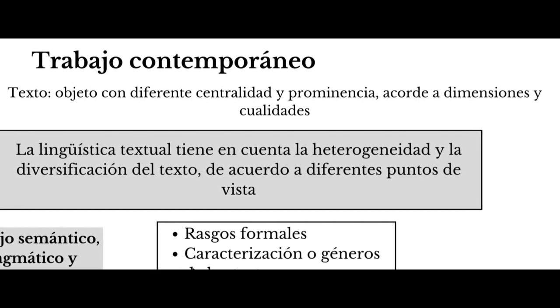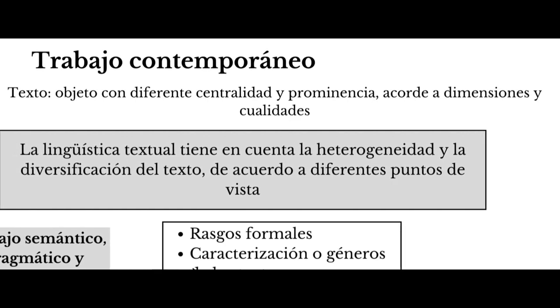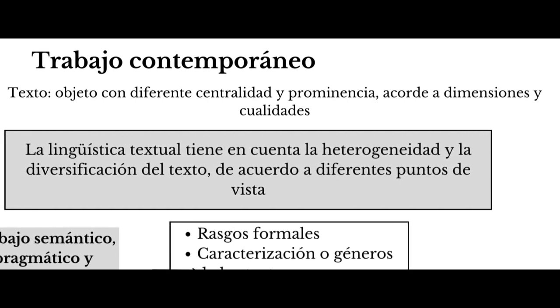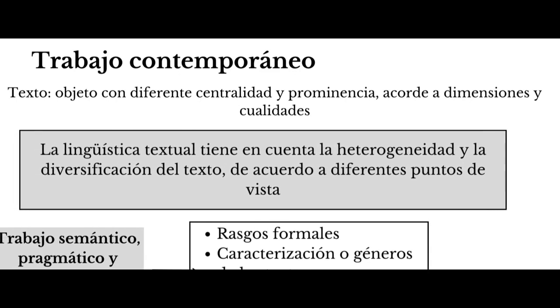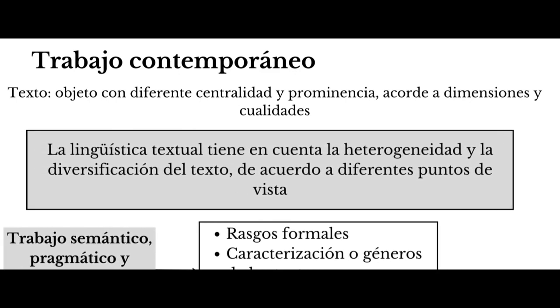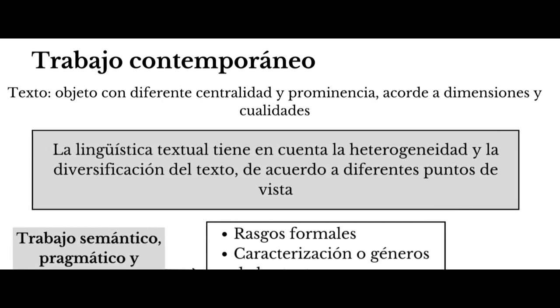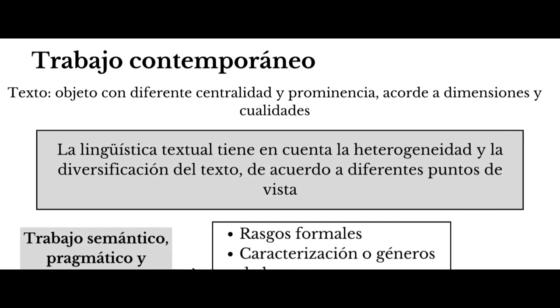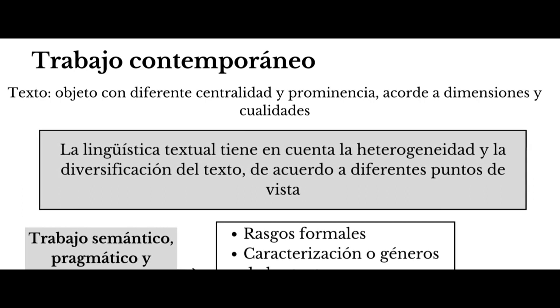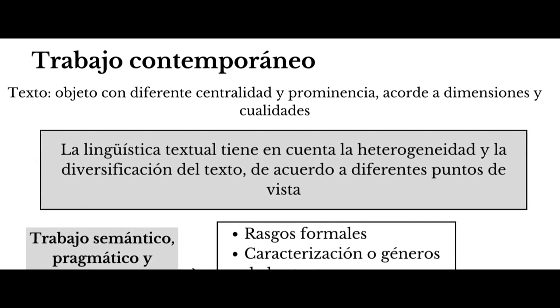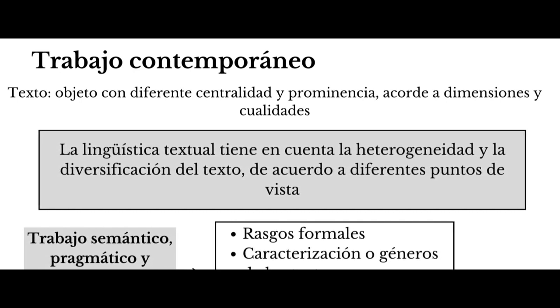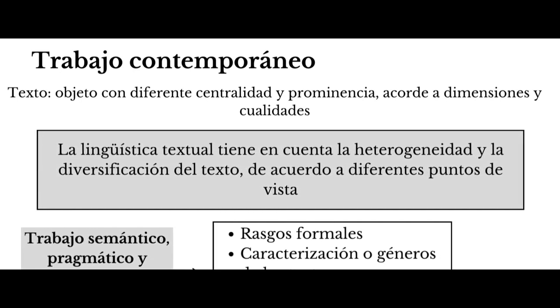En lo contemporáneo, el texto tiene diferente centralidad de prominencia de acuerdo a dimensiones y cualidades, que básicamente es que el texto no solamente se basa en lo gramatical, sino que hay otros niveles de la lengua como lo semántico, pragmático, lo social y todo lo que está alrededor del texto, de la lingüística, perdón, para ser analizado. Entonces aquí ya se tiene en cuenta la diversidad que tiene un texto y cómo varios niveles de la lengua convergen en un solo texto para ser analizado desde diferentes puntos de vista, acordes a quien lo escribe.